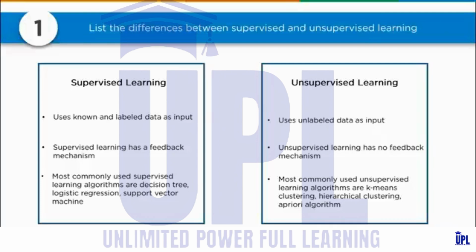Unsupervised learning uses unlabeled data as input. Unsupervised learning has no feedback mechanism. Most commonly used unsupervised learning algorithms are k-means clustering, hierarchical clustering, the Apriori algorithm. And there certainly are more.